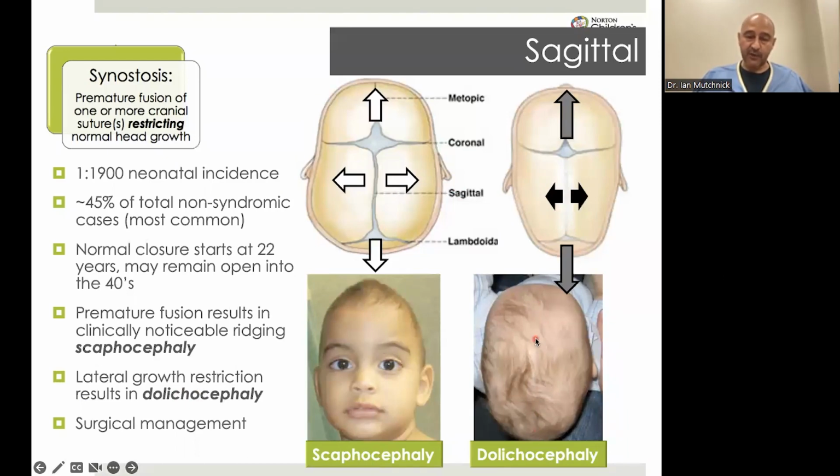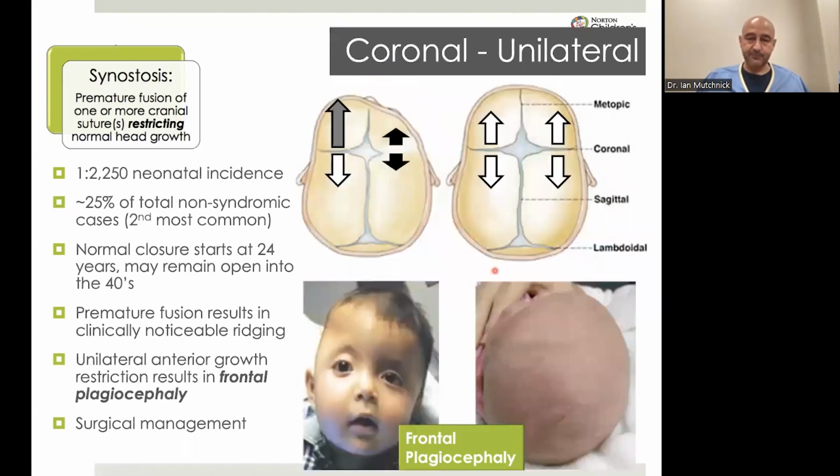It's long, and usually these don't hide. You should be able to look at heads with a sagittal synostosis and think, that ain't right. It's about 45% of non-syndromic cases. The normal closure of the suture starts at 22 years. It may remain open into the 40s, but premature fusion results in noticeable ridging, and again, scapho- and dolichocephaly. All synostosis is essentially surgical in its management.